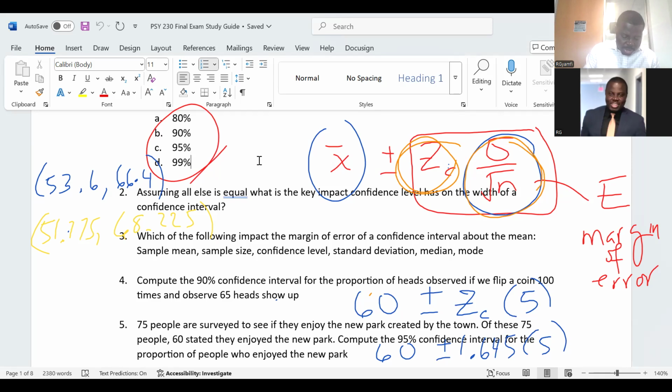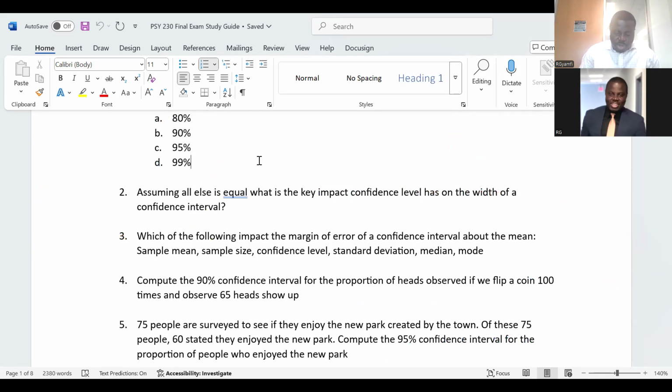Now, let's go to number 3. Which of the following impacts the margin of error of a confidence interval about the mean? So we want to know which of the following would have an impact on the margin of error of a confidence interval about the mean. So again, the formula for the confidence interval of the mean, I'm going to use the z. So this is x bar plus or minus the z times the standard deviation over square root of n. And remember, this is the margin of error, E.